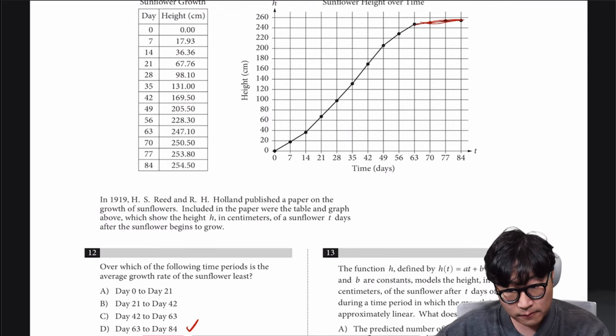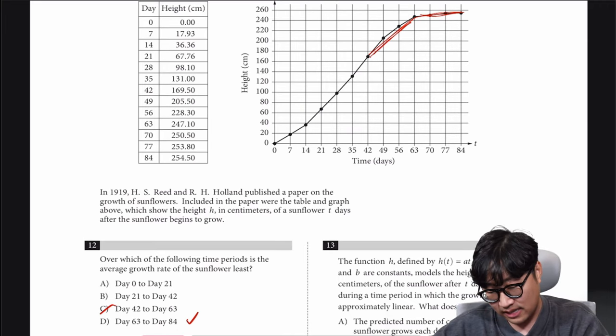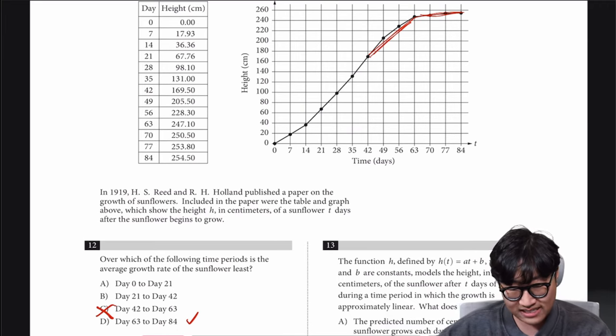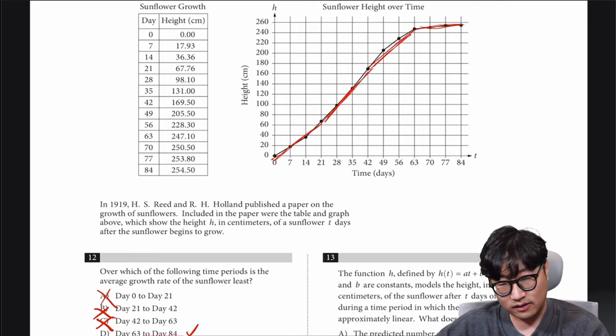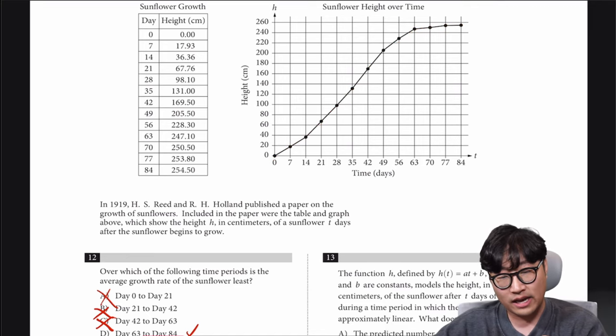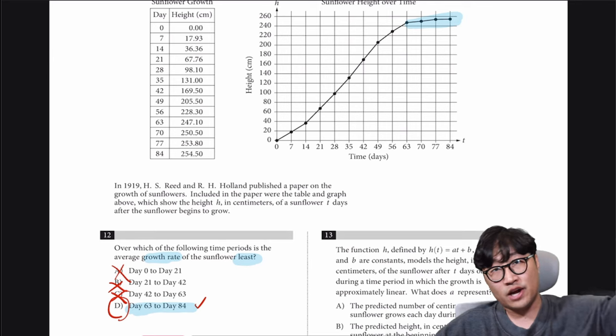42 to 63 would be something like this, and that's definitely steeper than D, so that's out. And then 21, you guys get the point, right? 21 to 42, that's definitely steep, so that's out. You get the point. The very last zone, towards the very end, right there, that's where it's the least. The growth rate is the least right there towards the very end. It's kind of leveling off, right?